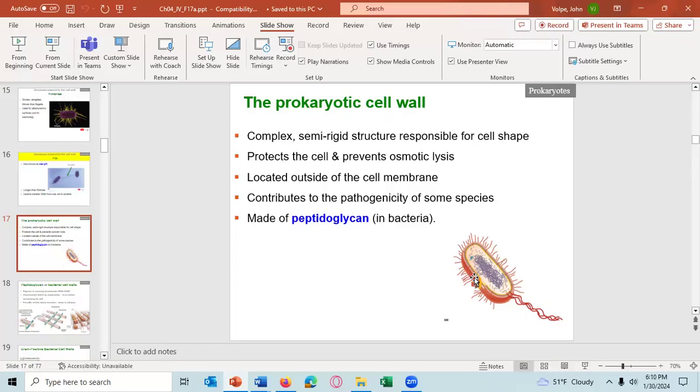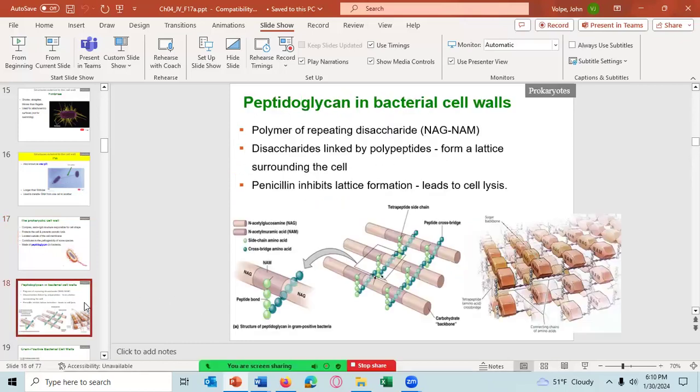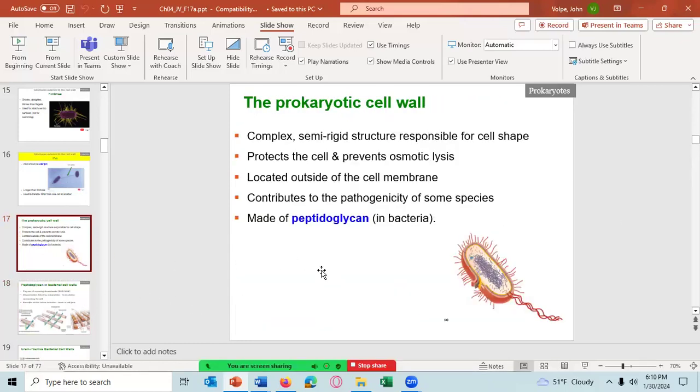In most bacteria, the peptidoglycan makes up the cell wall. In gram-positive cells, there's very little inside the cell wall other than peptidoglycan. We will talk briefly about some other molecules in the cell wall. I'll make sure I've got that. Yeah, I did.